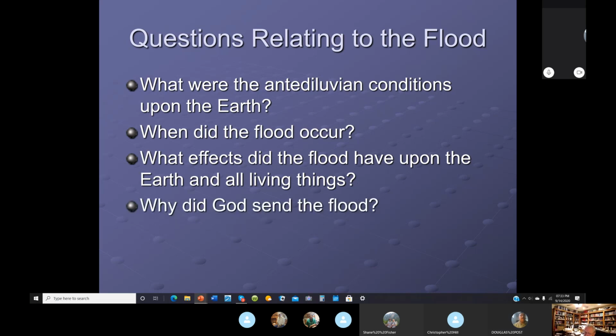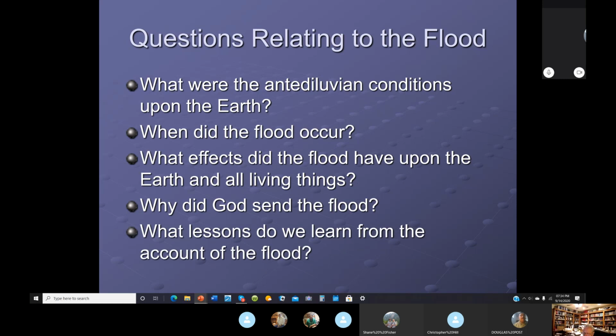Why did God send the flood? Of course, the Bible explicitly tells us in the 6th chapter of Genesis why he sent it. All right. And that's one reason. Now, there may have been other reasons why he sent the flood. But when God gives us a reason, that is one reason. There may be others, however.